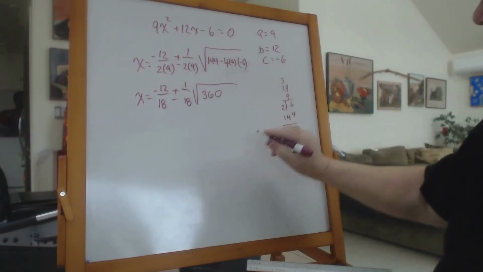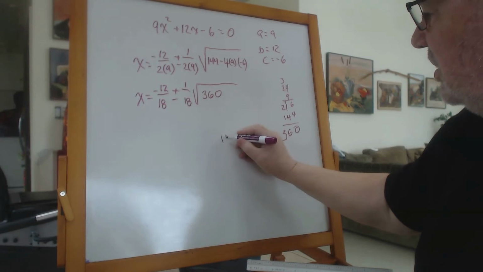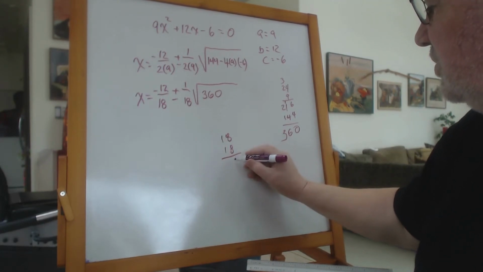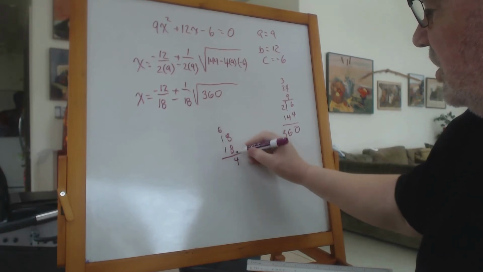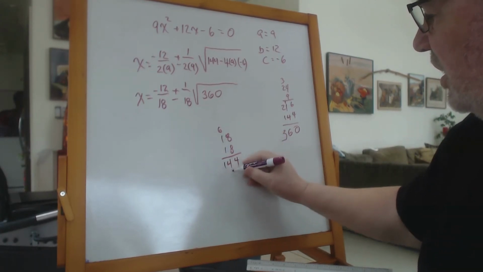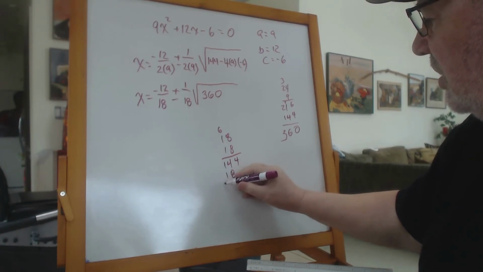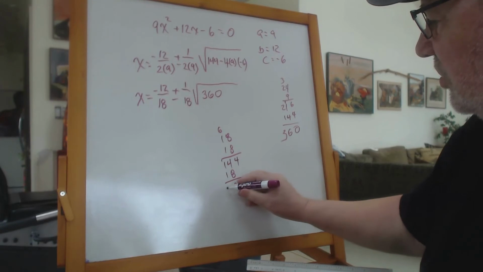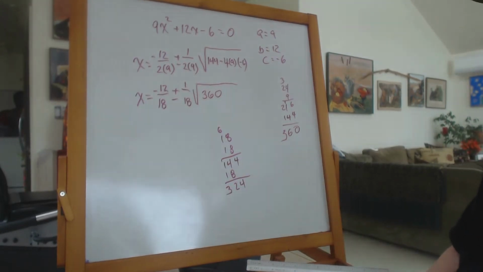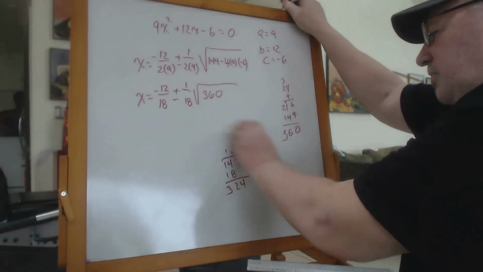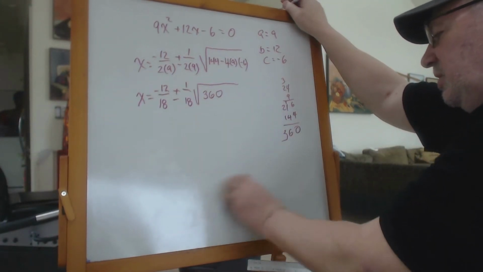Let's try 18, 18 squared. That's 324. We're getting closer. Let's take a look at 19.